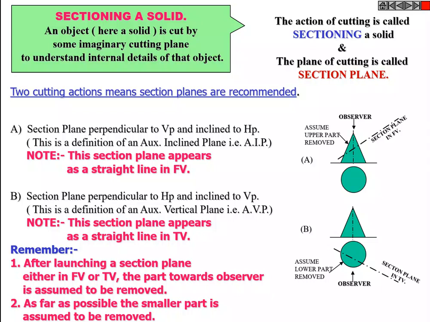Two cutting actions, that is, section planes, are recommended. Section plane perpendicular to VP and inclined to HP. Section plane perpendicular to VP and inclined to VP. Like this, two types of section plane are going to pass, as shown in the diagram. We need a section plane because for the basic solid we pass the section plane and develop the surface which will be used for a particular application.